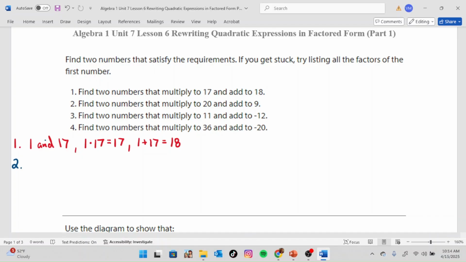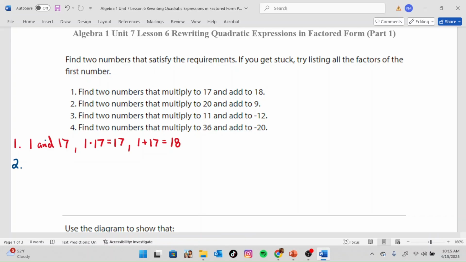Now, number two is a little bit more challenging. You're trying to think of two numbers that if you multiply them together, they're going to equal 20. And if you add them together, they're going to be 9. So we've got 1 times 20, but if I add those, that's going to be 21. So it can't be 1 and 20. Then we could have 2 and 10. They multiply to 20. But if I try to add them together, I get 12, not 9.